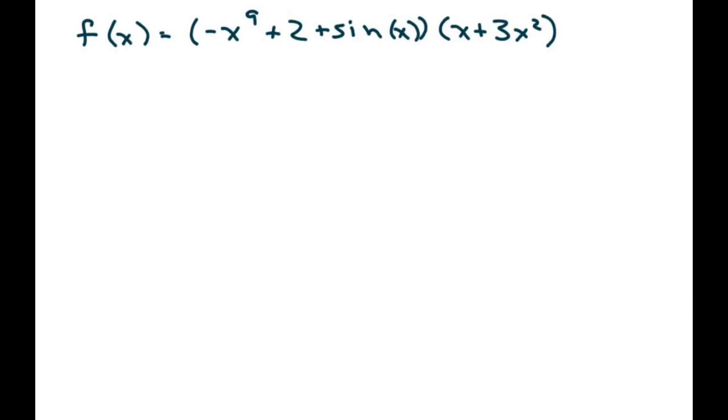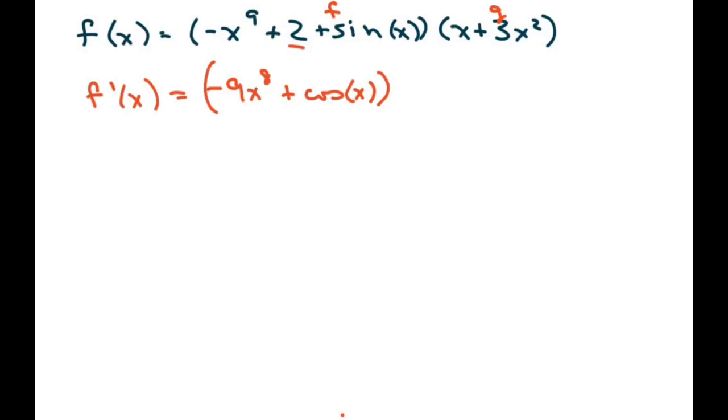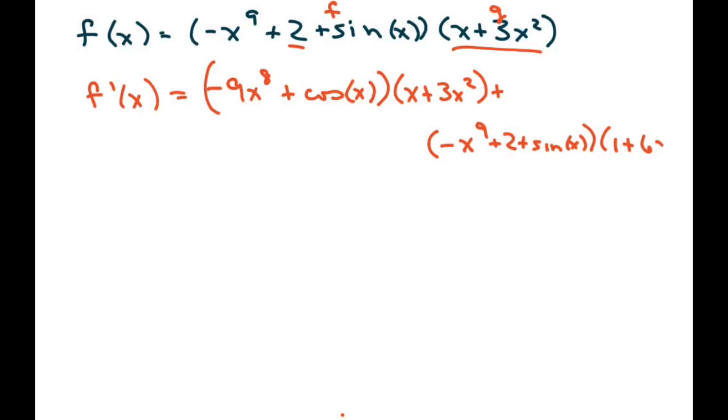Okay, and the last one we have is this one. So again, this is your f, this is your g. So we take the derivative of this, and the derivative of f is going to be negative 9x to the 8th. That goes away. Derivative of sine is cosine of x. And you just multiply that by your g. Then you add your f, which is negative x to the 9th plus 2 plus sine of x. And you multiply that by the derivative of g, which is going to be 1 plus 6x.